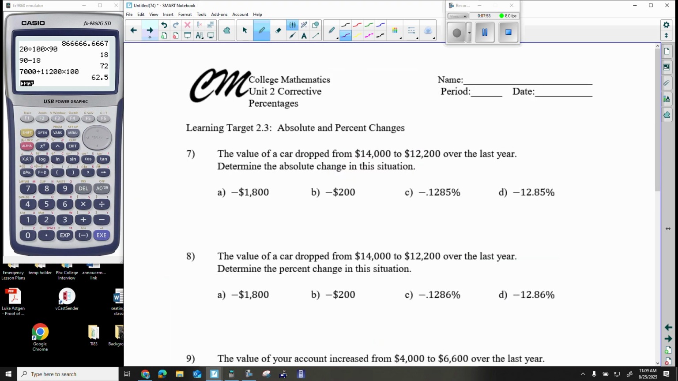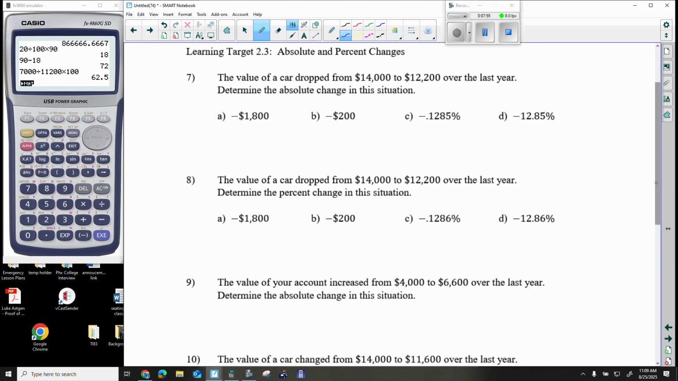All right, next, this entire page is either absolute change or percent change. So I will give those ideas right here. If they're talking about absolute change, absolute change is going to be the new minus the original. Excuse me, blame the last. It's not the division, sorry. It's just the new minus the original.